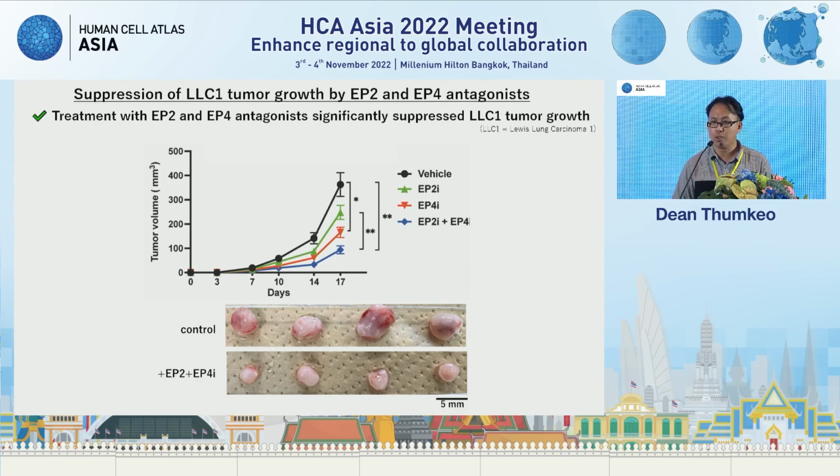We chose LLC1 because this model is insensitive to checkpoint inhibitors, including anti-PD-1 antibody. As you can see in this graph, compared to the control vehicle, shown in the black line, the EP2, EP4 antagonist-treated mice have much smaller tumor growth. It's also very clear if you take a look at this picture on the side. It results in about 70 to 80% suppression of tumor growth. So we were wondering about the mechanism here.